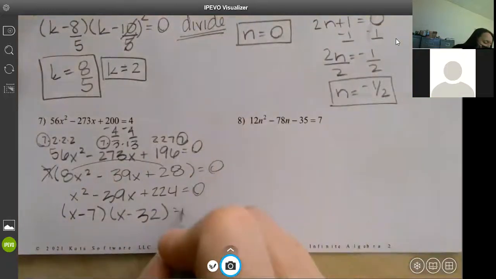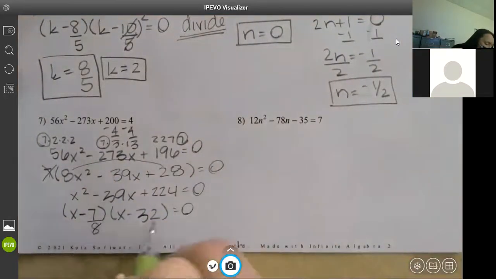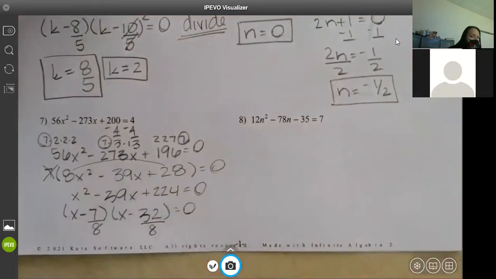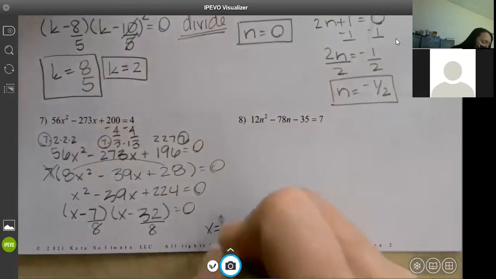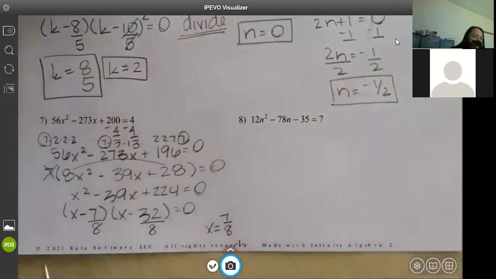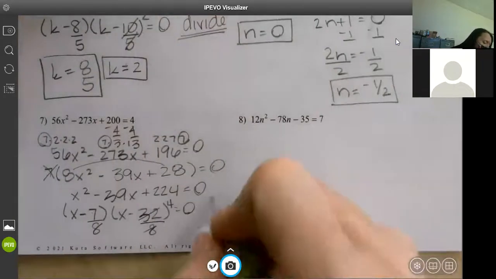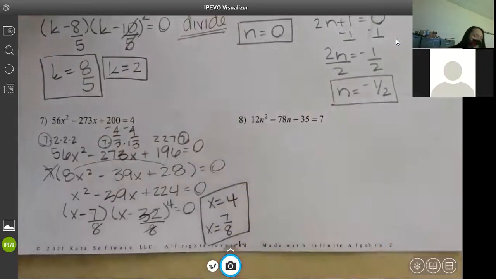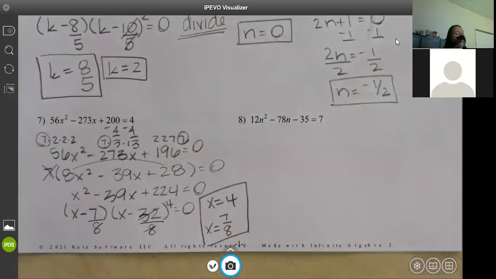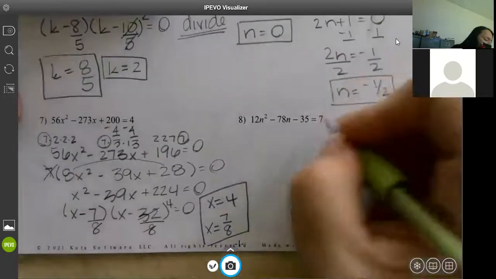Don't forget you did slide, so you have to divide. 7 over 8 will not reduce, so your first answer is positive 7/8. 32 divided by 8 is 4. So positive 4 is your second answer. Again, it's the same work, it's just bigger numbers, but use that calculator. Please, please use a calculator. You're not dumb if you have to use it.